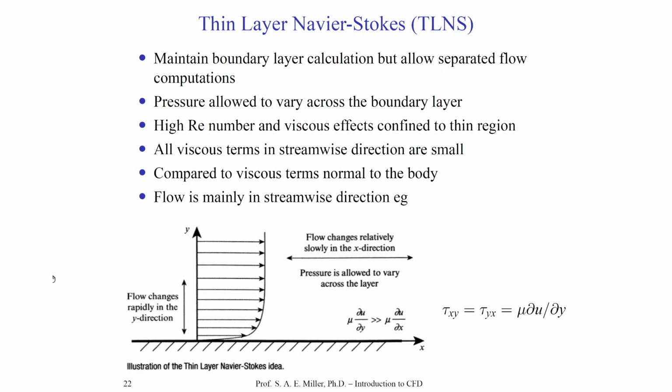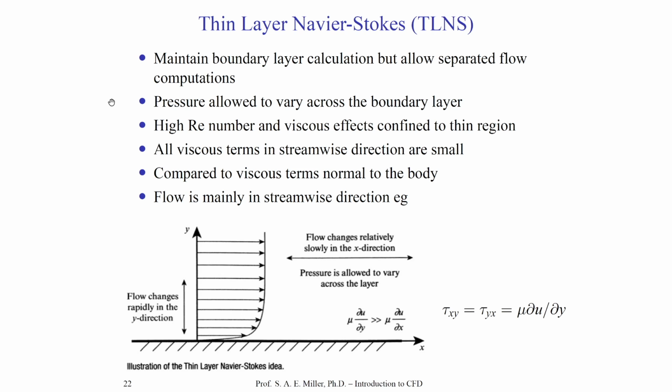Let's next look at the thin wall Navier-Stokes equations. These will maintain some sort of boundary layer calculation but allow separated flow. That is, we retain a viscous effect. So we return to the Navier-Stokes equations and we say, except for a very thin layer, which is the boundary layer, we will retain these viscous effects. We also retain terms that allow for the flow to be separated and the flow separation to be accounted for.